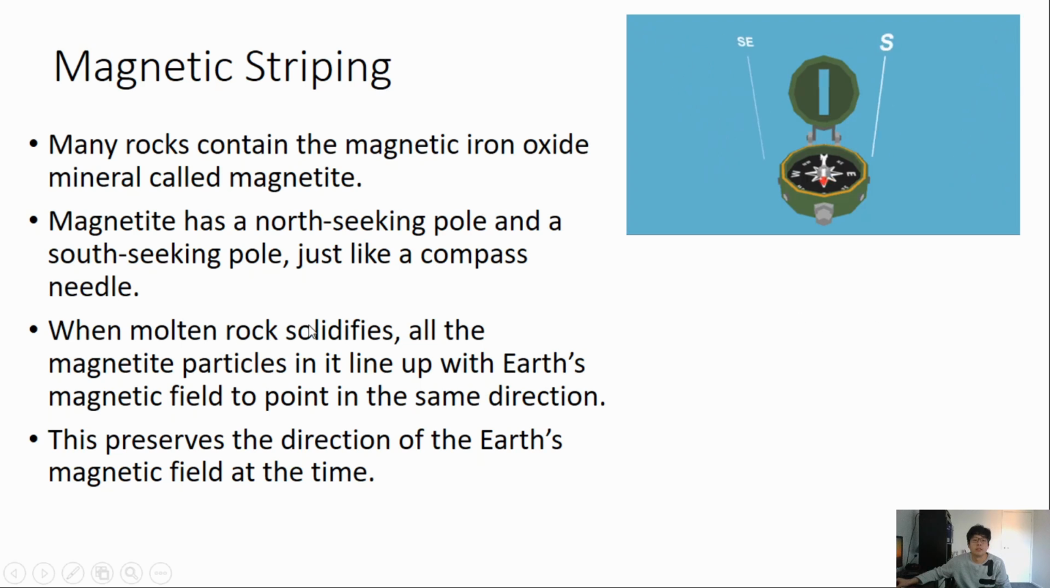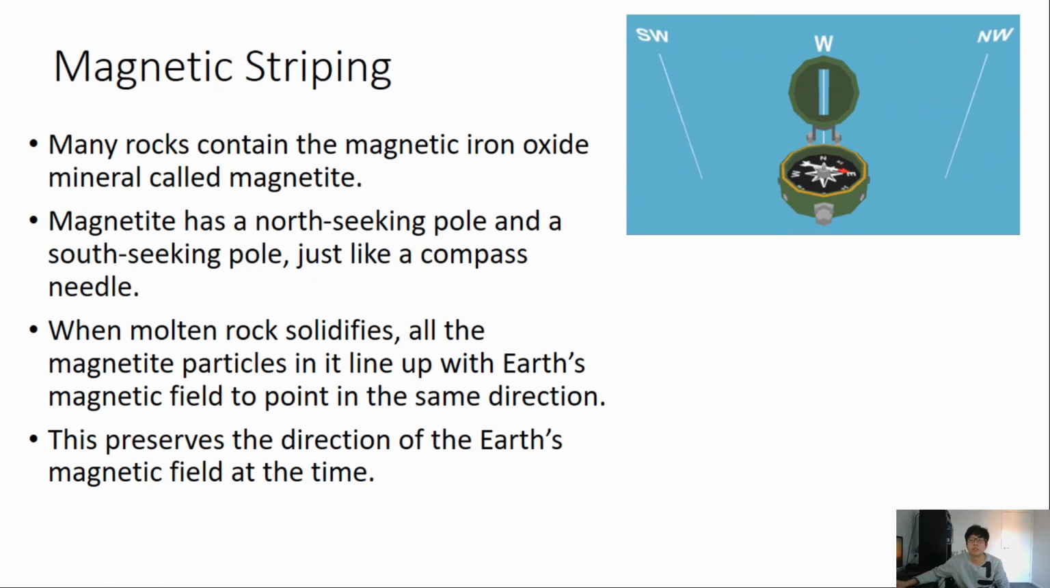When molten rock solidifies, all the magnetite particles in it line up with Earth's magnetic field to point in the same direction. So when it solidifies, it preserves the direction of the Earth's magnetic field at the time. Alright, so just to clear that up a little bit, when molten rock is in a liquid form, so magma, the magnetic particles in it can move around like the compass needle here.